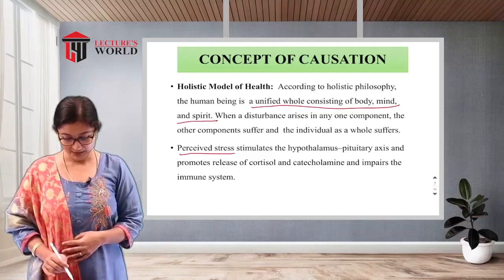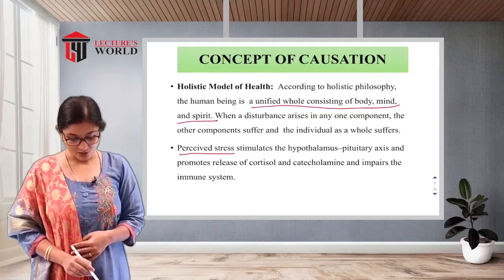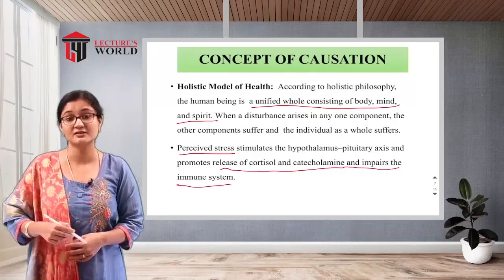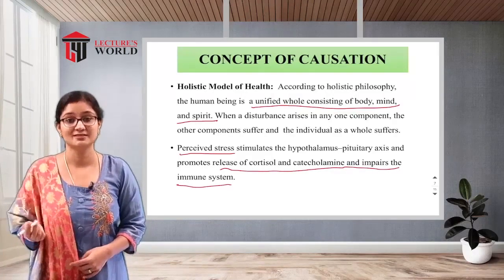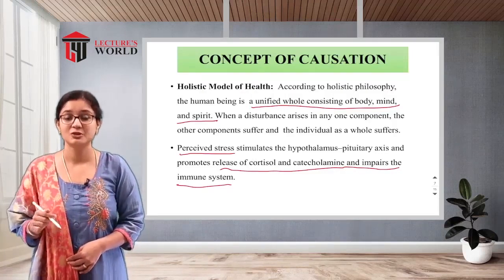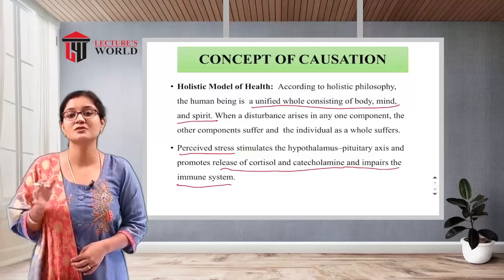It stimulates the hypothalamus-pituitary axis and promotes the release of cortisol and catecholamine, and impairs the immune system. Can you see this? When we are stressful, our immune system gets disturbed. Our immune system goes down.